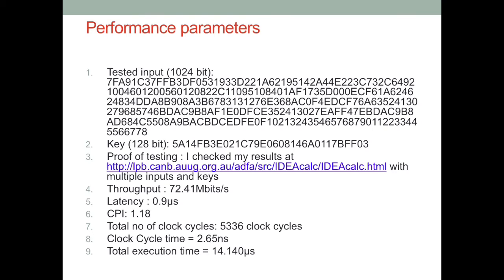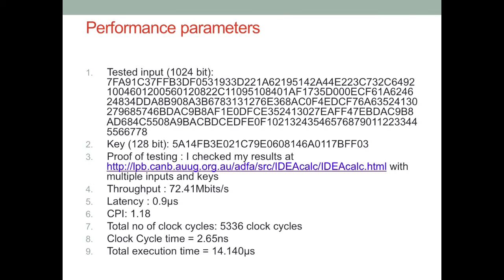To verify the results, I double check my results with this Java applet link shown here. The throughput I got is 72.41 megabits per second for the 1024-bit of input. The latency, that is the time when the first 64-bit of ciphertext was generated, is calculated and it comes out to be 0.9 microsecond. The CPI of my architecture comes out to be 1.18.